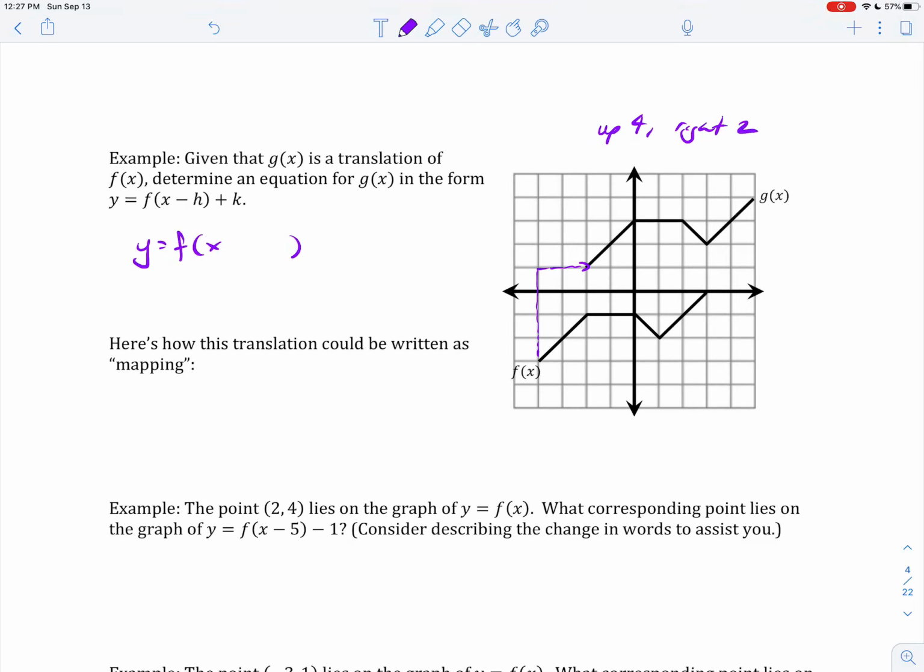up 4 means that there must be a plus 4 out here. And to go right 2 units means that this must be a minus 2 right there. In mapping, we're asking ourselves what happens to x and what happens to y.